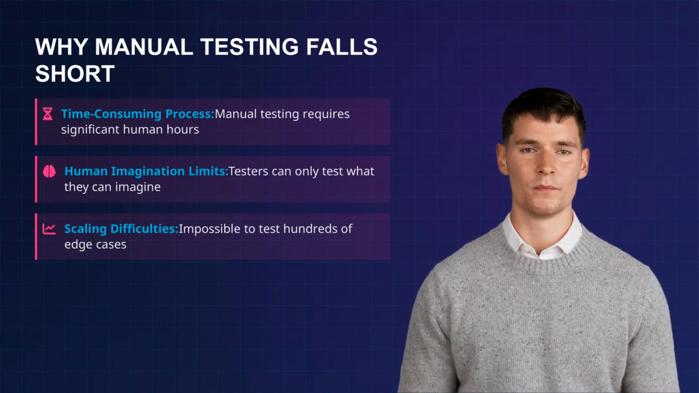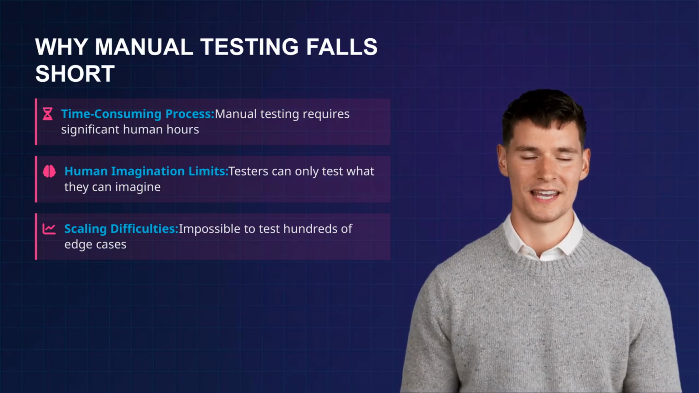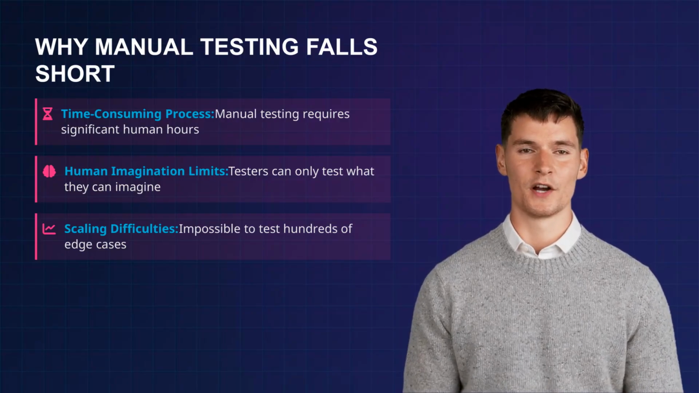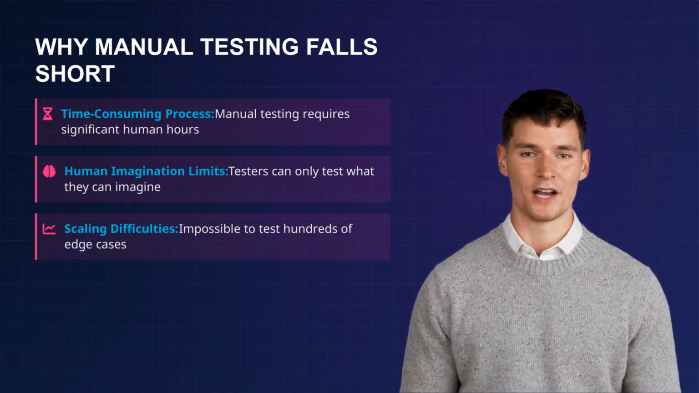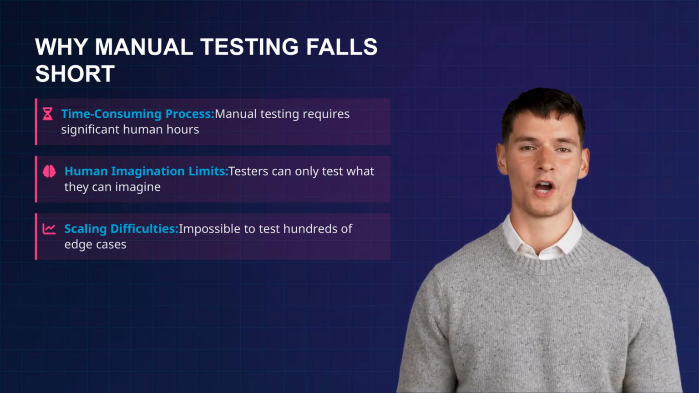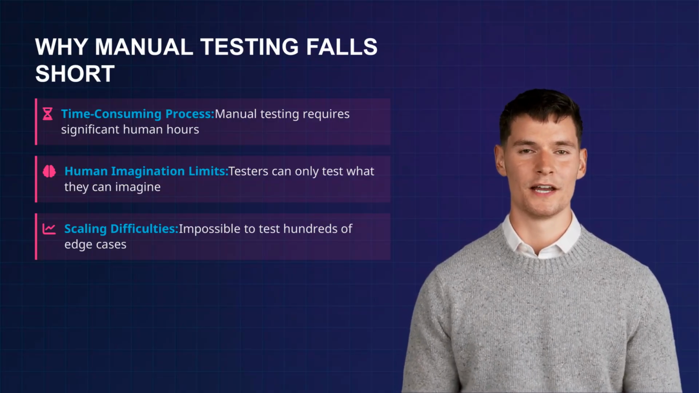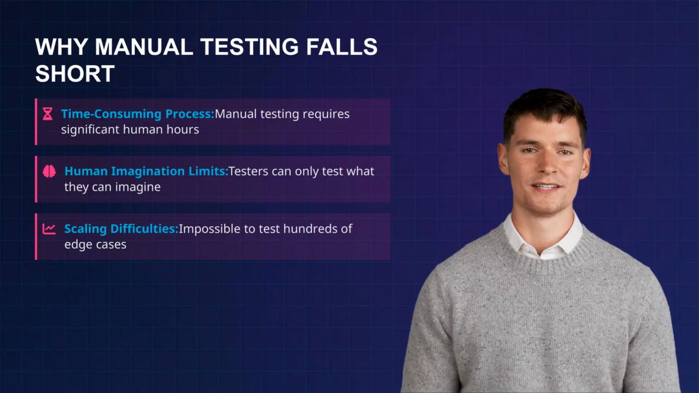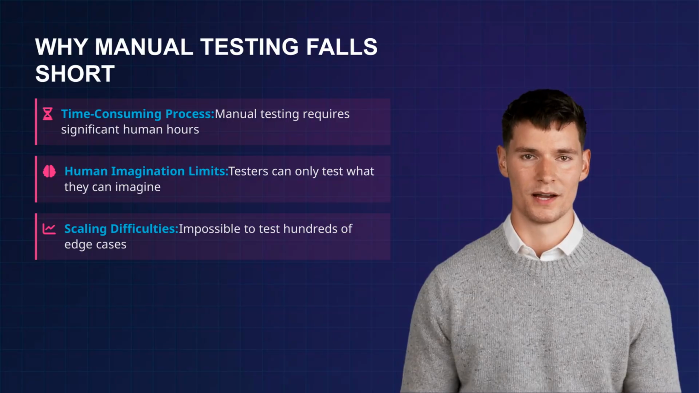Manual testing has 4 big limitations. It's time-consuming. Covering even basic scenarios can take hours or days. It's limited by human imagination. Testers can only think of so many possible situations. It's hard to scale. Testing hundreds of variations and edge cases manually is nearly impossible, and results are often inconsistent. 2 testers might approach the same scenario differently and get different outcomes. The result? Gaps in coverage, missed edge cases, and AI agents that perform well in a test environment but stumble in real-world use.